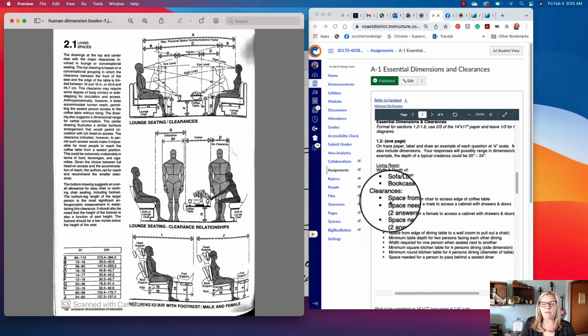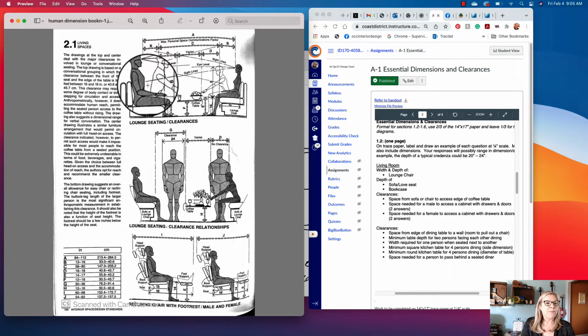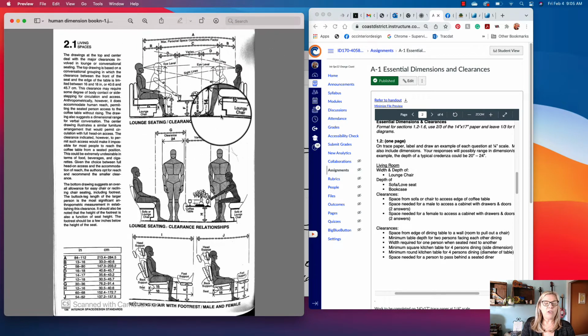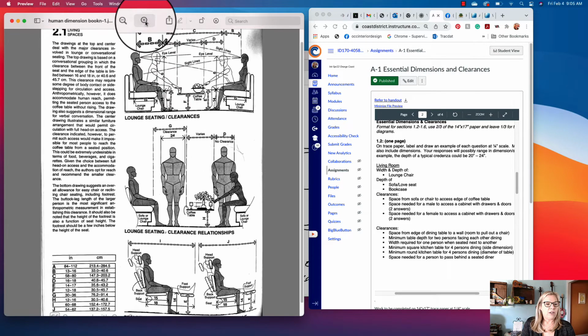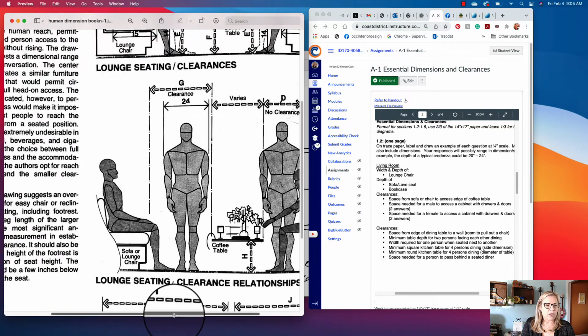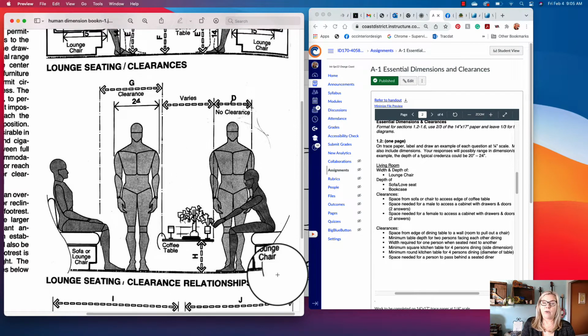So let's take this first one, for example, the space from sofa or chair to access edge of a coffee table. So I've pulled up just this one page from the Human Dimension book, and I can see that I'm not looking at plan views. I'm actually looking at some elevation views and really understanding the nuances here. So this center one most closely resembles what I'm looking for, the lounge seating. So that could be a sofa or lounge chair, and then here to the edge of the coffee table.